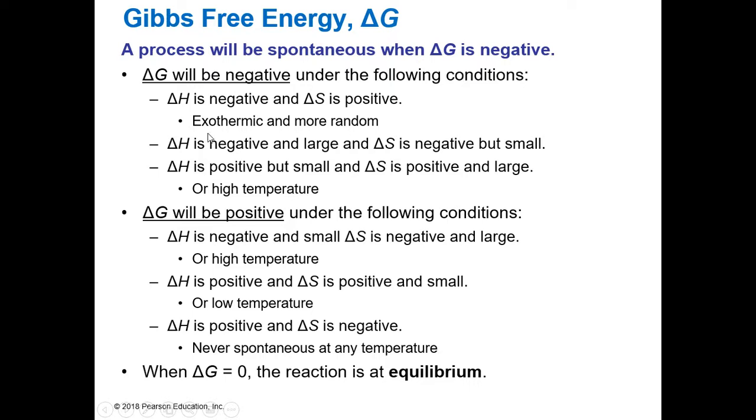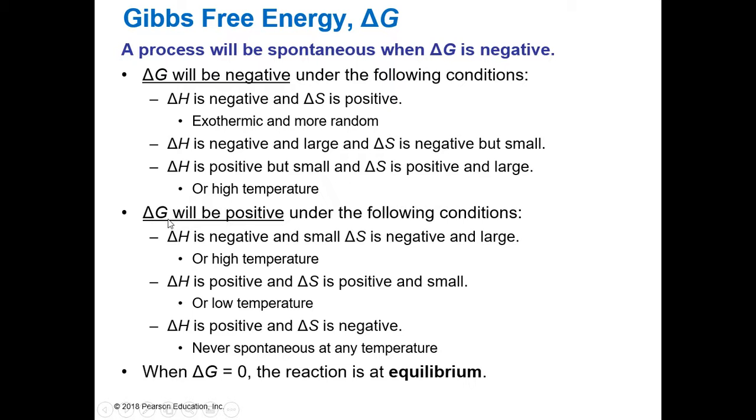If our delta H is negative and very large, so that means it's exothermic, but our delta S is negative, so that means it's not random, but it's very small, we can still have a delta G that's negative, meaning it's spontaneous. So there are different conditions, right, based upon our values.